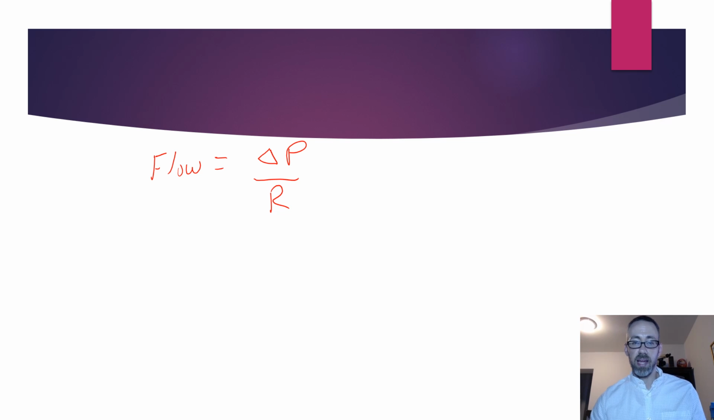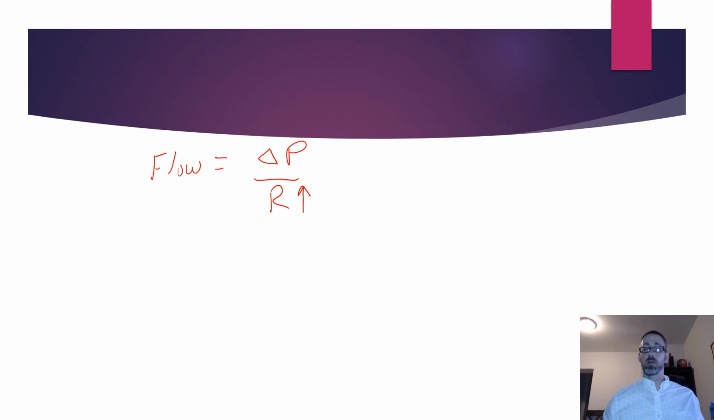So what I want to show you here is the formula for blood flow. This is important. The flow of blood is equal to delta P over R. What this means is that blood flow is equal to a difference in pressure, delta P, over the resistance. So to interpret this simply, let's say resistance goes up. If resistance goes up, then flow is going to go down.